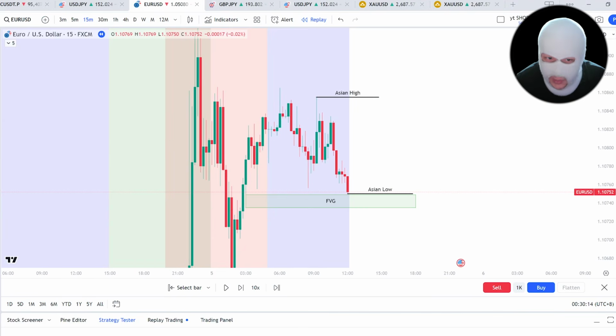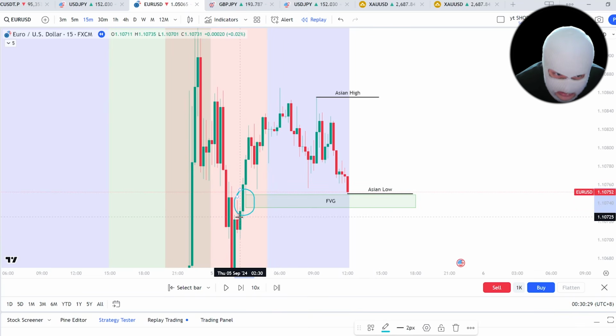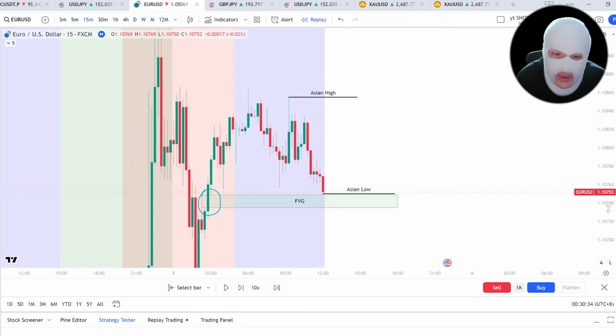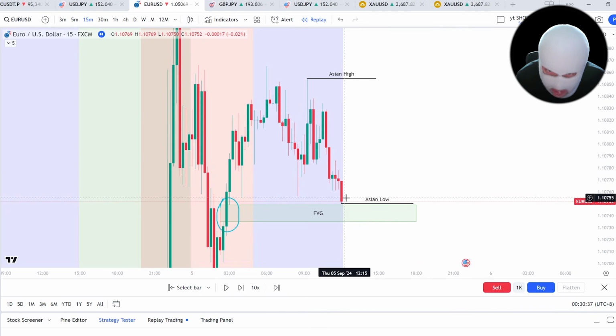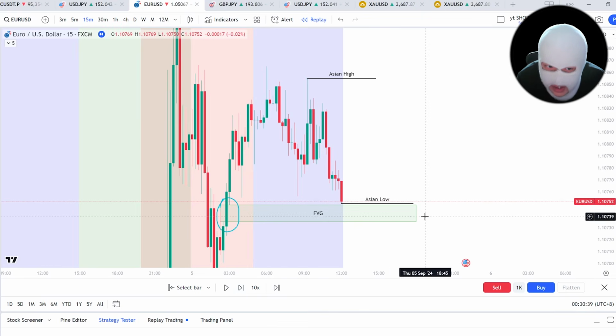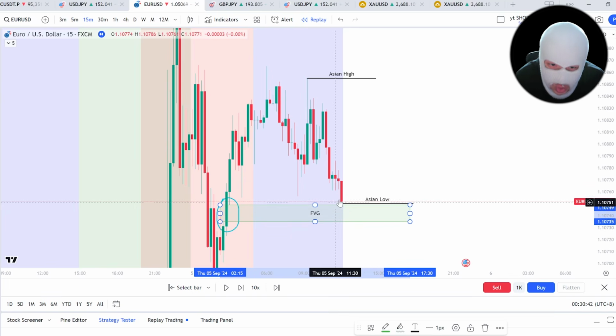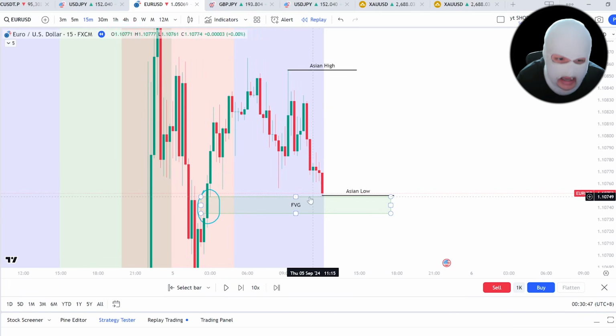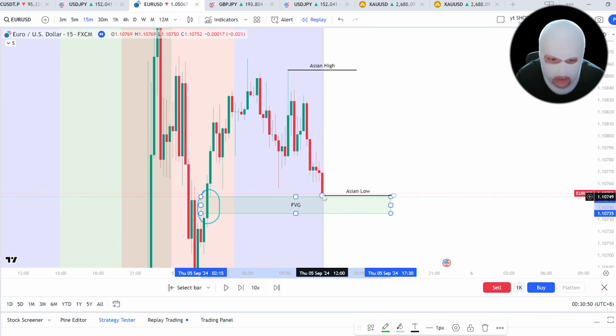Day number 3. Once again, we start off the analysis by marking out the 1 hour and the 15 minute unmitigated fair value gaps, as well as our Asian range high and low. As you can see, we have this unmitigated 15-minute fair value gap right over here, just slightly below the Asian low. Normally, we would just drop down to the 5-minute time frame where we swept either side of the Asian range. But the unmitigated 15-minute fair value gap is so close to the Asian low. This tells me that price action is more than likely to be drawing towards the Asian low where the fair value gap is before continuing higher.